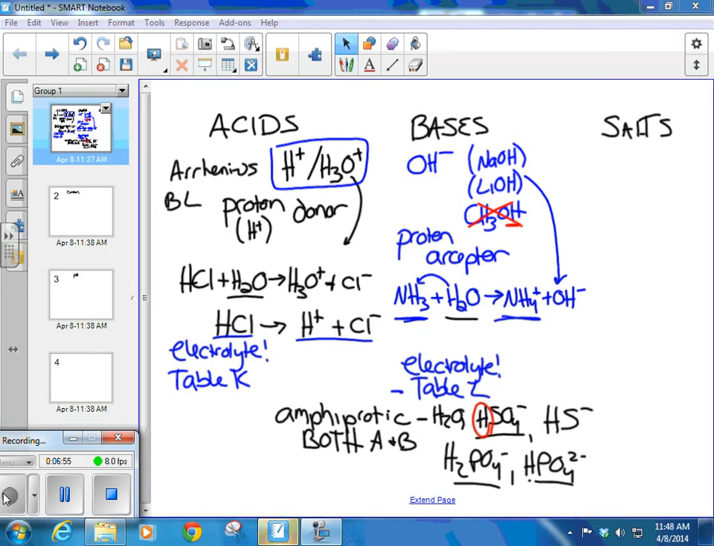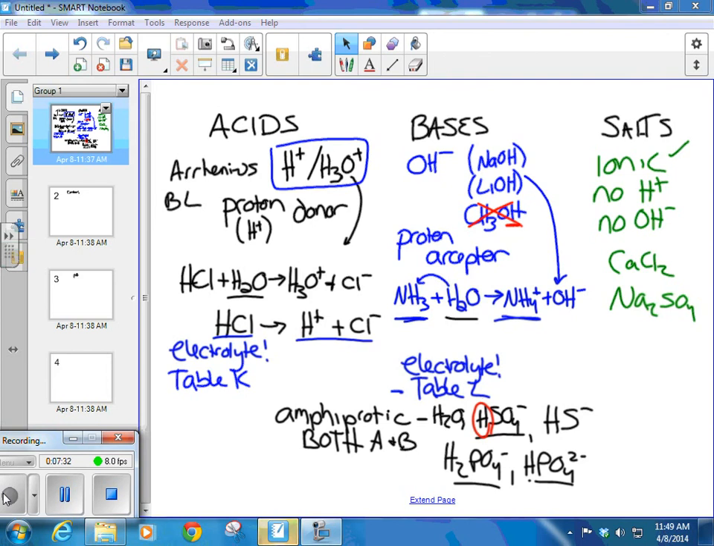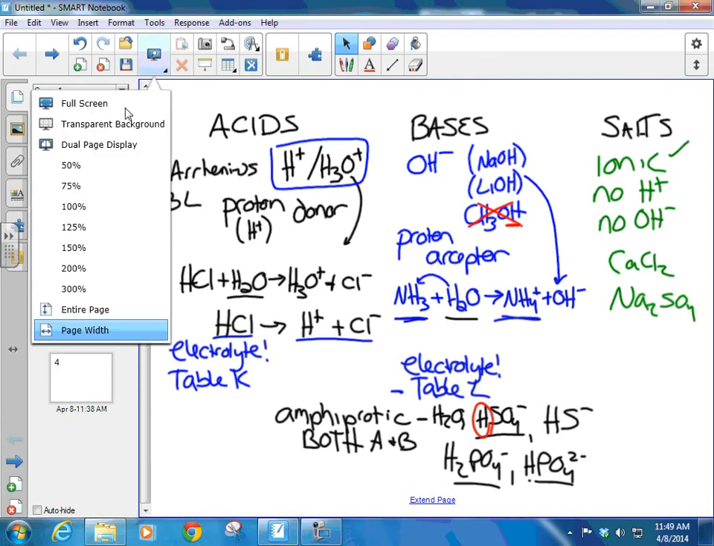Finally, salts. What are you looking for in a salt? Something that's ionic, something that has no H plus and no OH minus. So you are looking for something like CaCl2 or Na2SO4. They don't have hydrogen ions or hydroxide ions, so those are going to be a salt. They're going to have little effect on the pH of the solution. Acids, bases, salts. Okay. Let's go back to full screen.